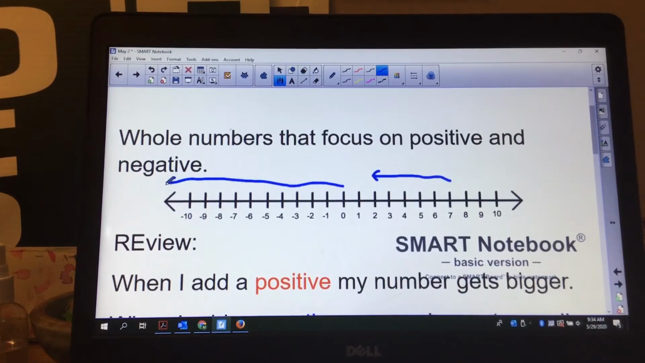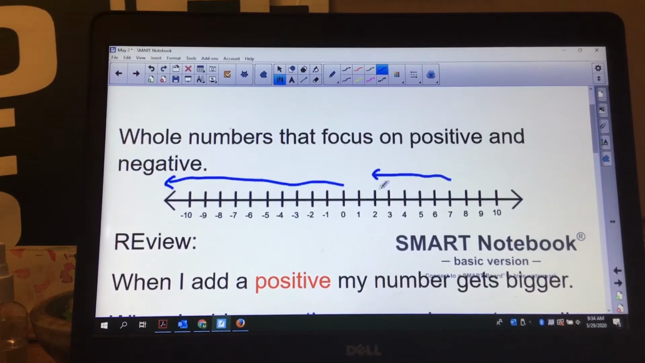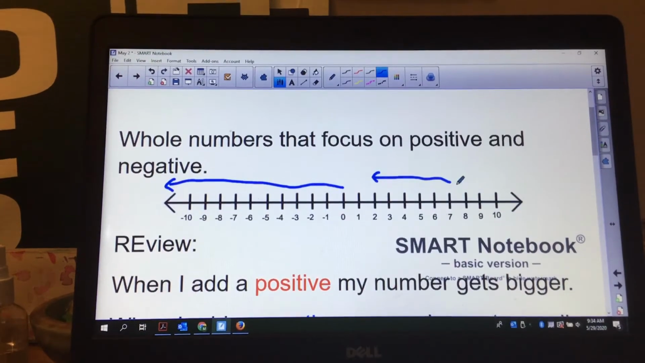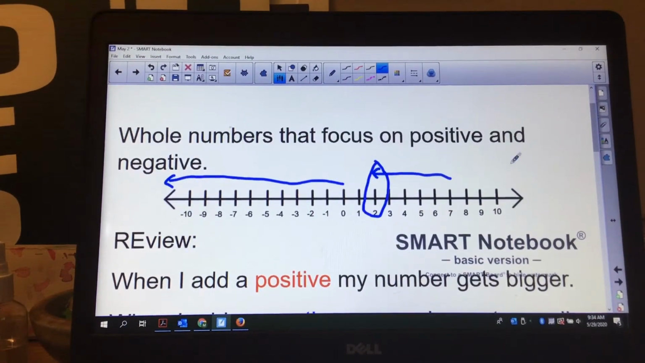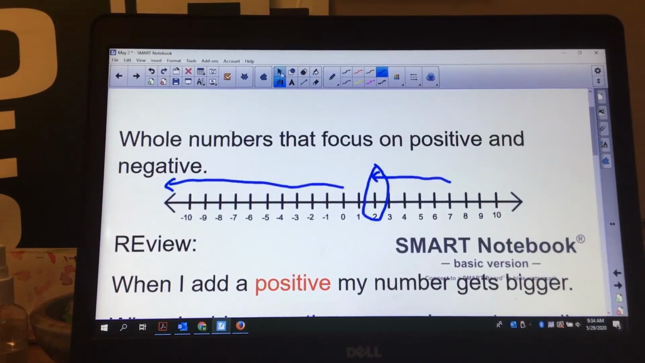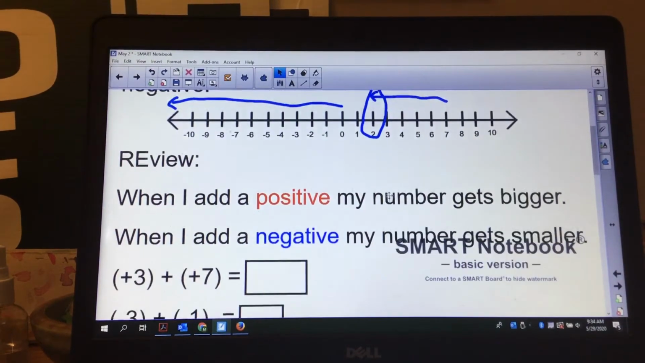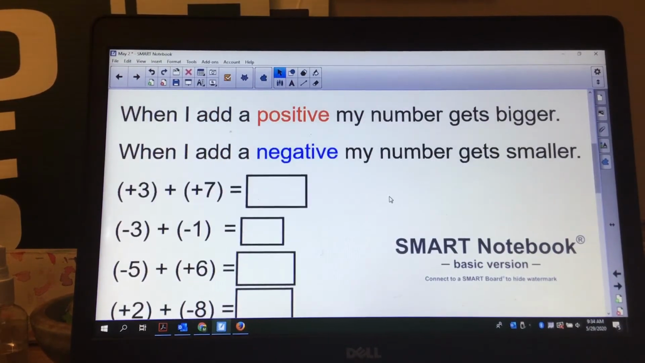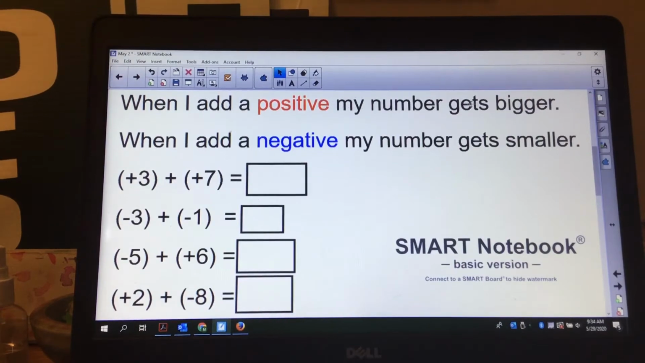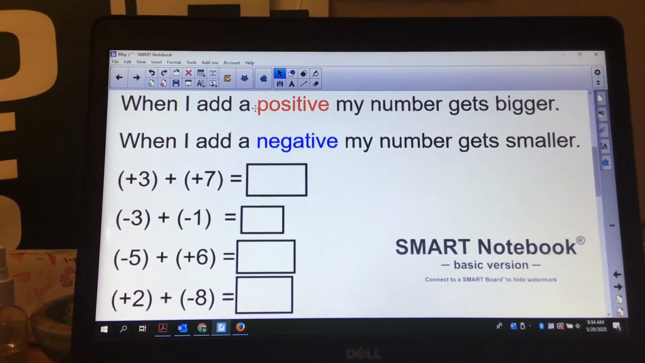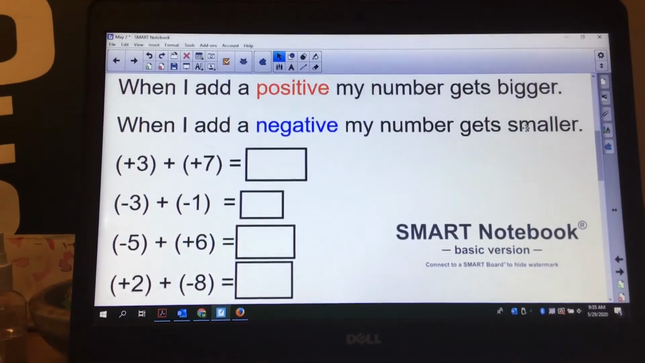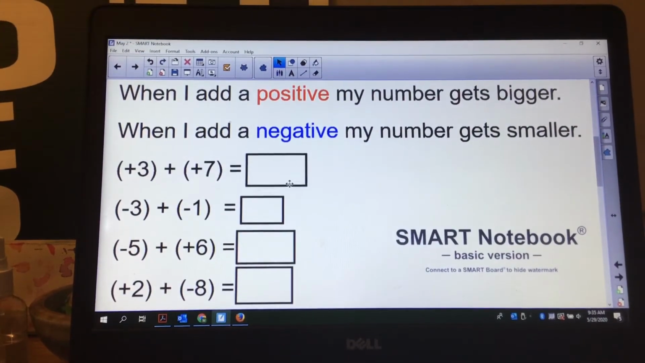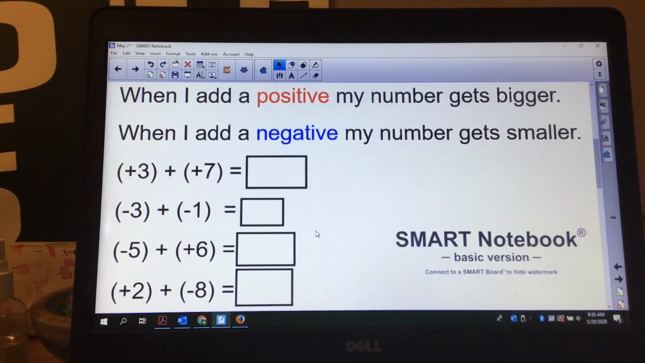Typically we tend to think of negatives as just negative numbers, but when you add a negative, your answer can still be positive. You just have to remember moving left or right. Okay, so let's get to it. When I add a positive, my number gets bigger. When I add a negative, my number gets smaller. So pause the video and try these.